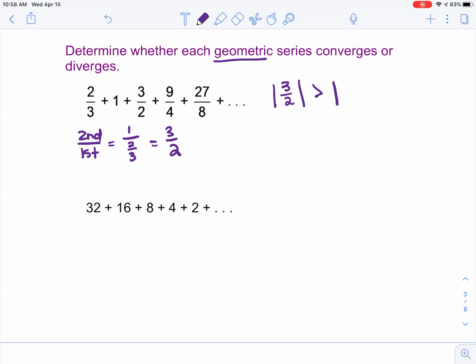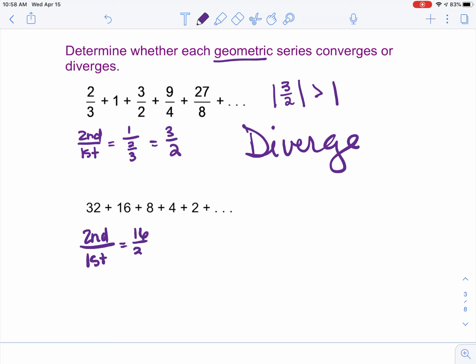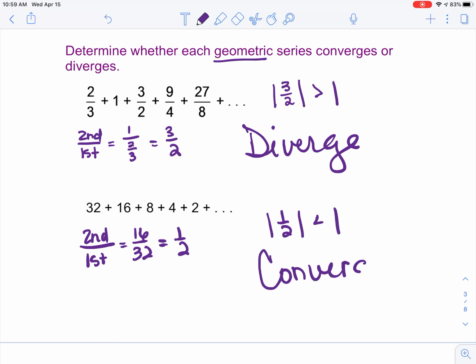The absolute value of 3/2 is greater than 1. So that means this one is going to diverge. Let's look at the next one. If I take the second divided by the first, I'm going to get 16/32, which is 1/2. The absolute value of 1/2 is less than 1, so that means it's going to converge.